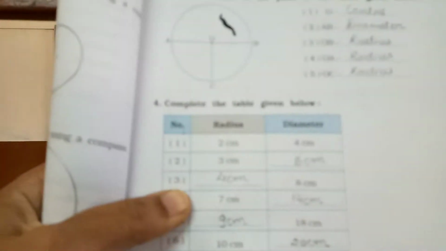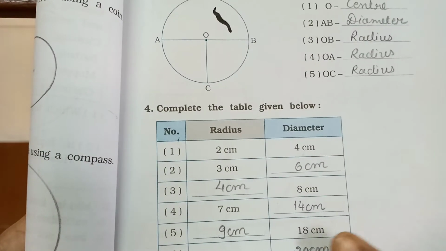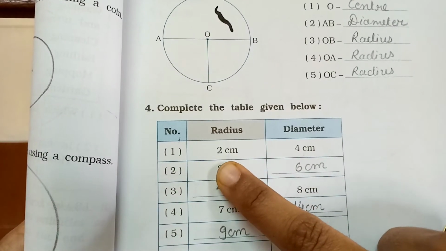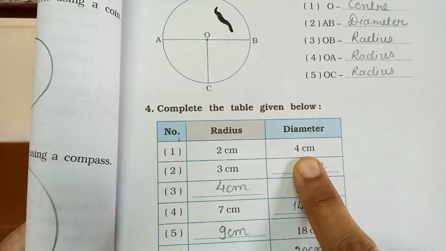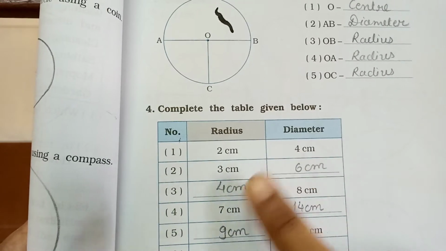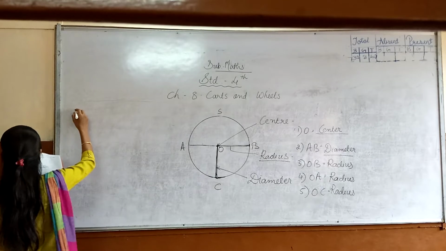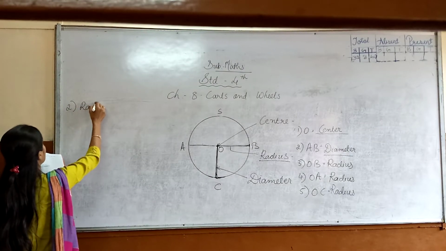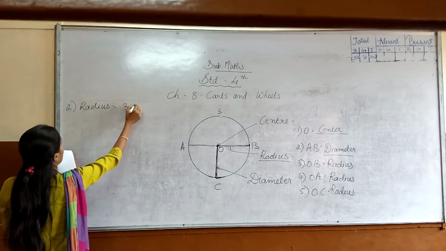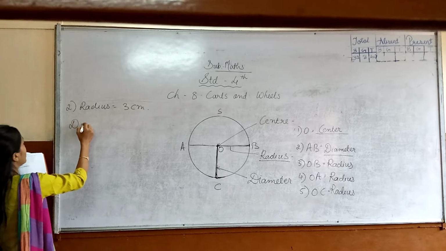Here you can see question number 4, page number 111. Radius is given as 2 centimeter, so the diameter is double, 4 centimeter. This first example is given. Now from the second we have to write the answer. Second one, radius is given, 3 centimeter. So diameter is double of the radius.